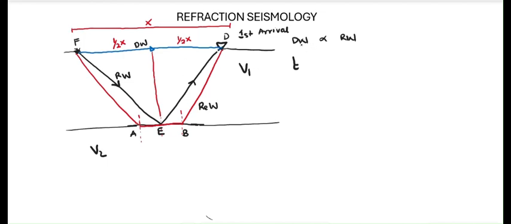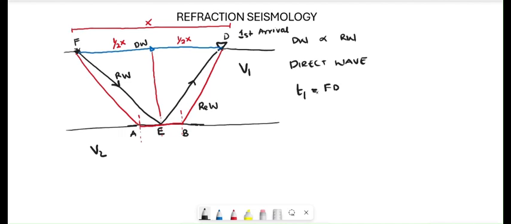So under the direct wave, we are seeing that T1 is equal to the distance traveled divided by the velocity. So the distance traveled is what? From FD, that is from the focus to the geophones, divided by what? V1. Do you get it? Now, what is FD? FD, we said that is X over V1.